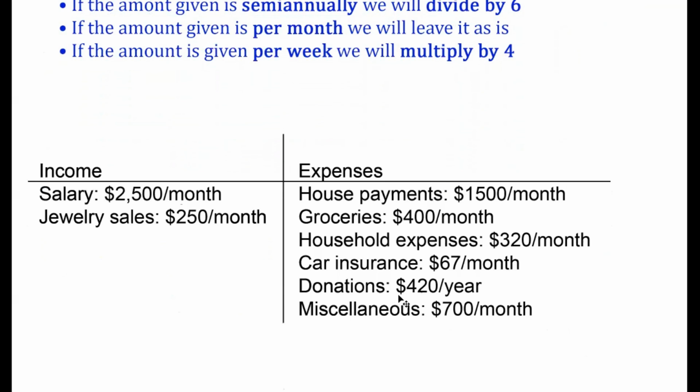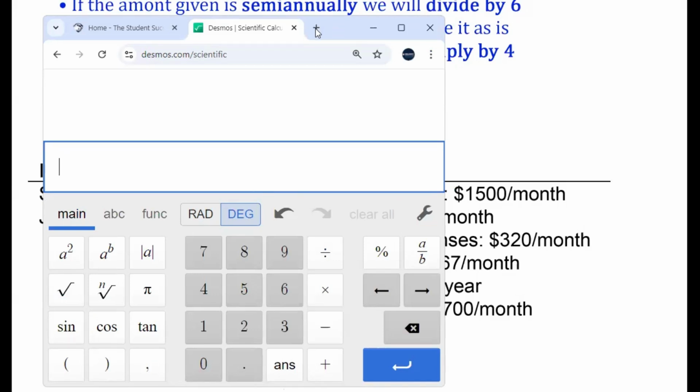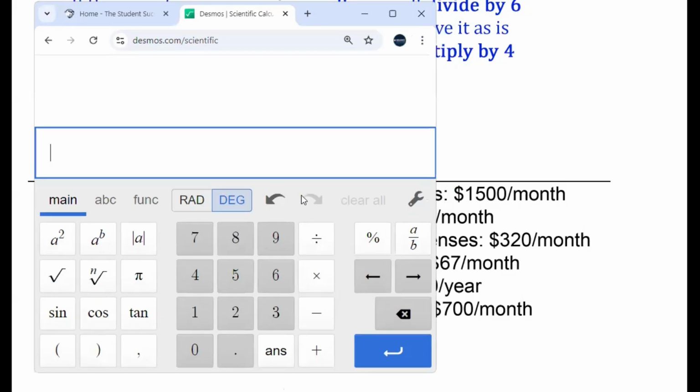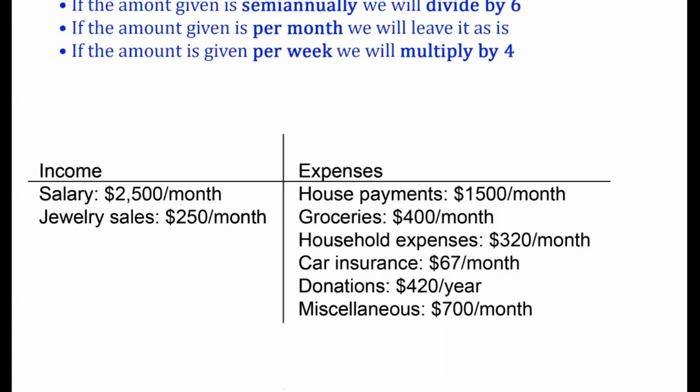Next up, we have donations. This is 420 per year. We know that we divide by 12, so 420 divided by 12 is 35. So the donations of 420 per year is the same as $35 a month. And lastly, we have the miscellaneous, which is already a month, so we leave it alone. So this is your first step. Convert everything so it's per month.